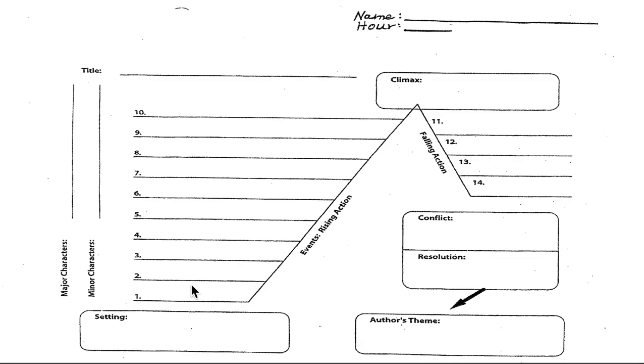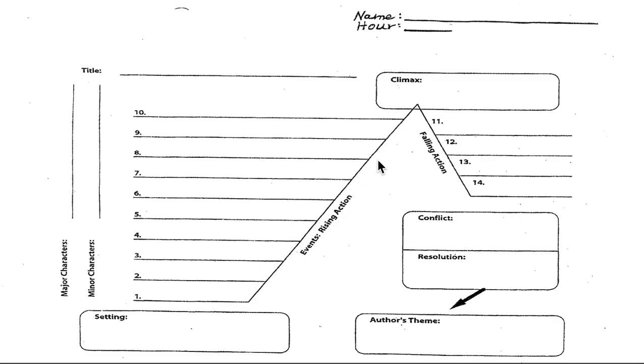So if you look here, you have a plot line. Right here is the exposition. Remember, during the exposition, the setting is introduced. So this would be the time, place, characters, and conflict. Remember that conflict is the inciting incident, and it's what gets everything going. You have your major characters here, your minor characters. Here's your exposition. Then you have your rising action.